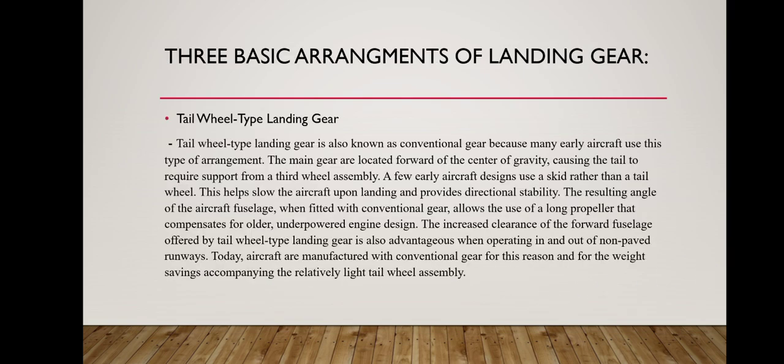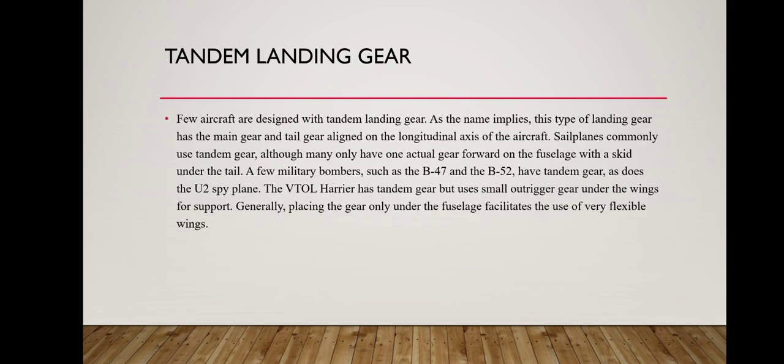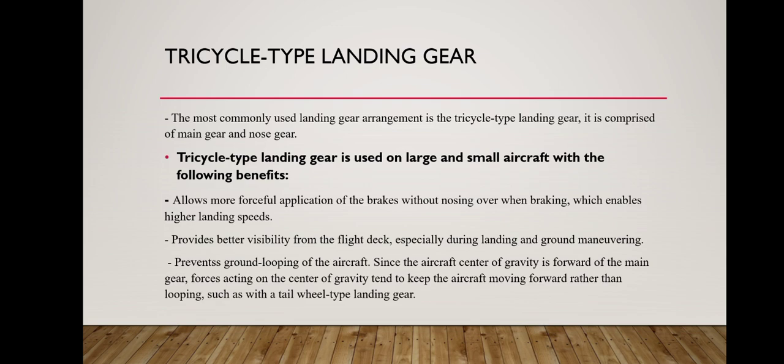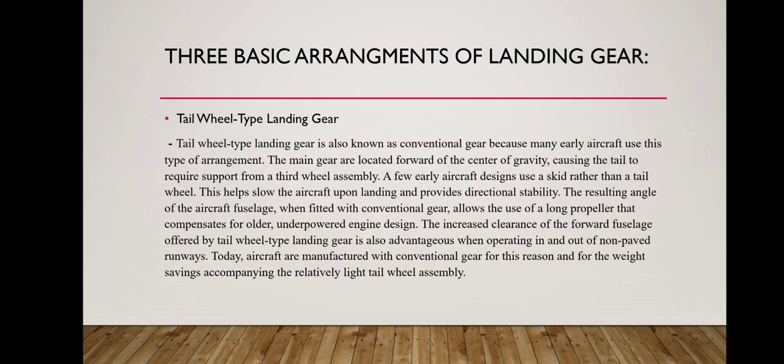There are three types of landing gear. These are tailwheel type landing gear, tandem landing gear, and tricycle type landing gear. Tailwheel type landing gear. The tailwheel type landing gear is also known as conventional gear because many early aircraft used this type of arrangement. The main gear are located forward of the center of gravity, causing the tail to require support from a third wheel assembly.